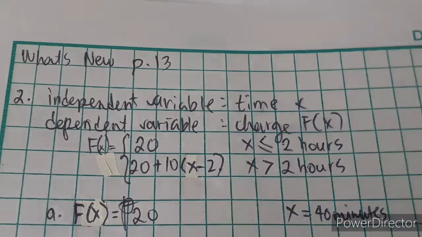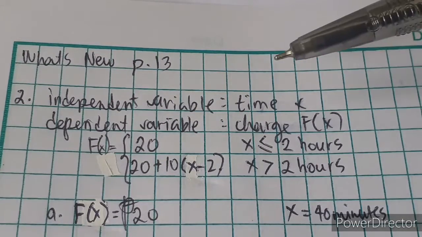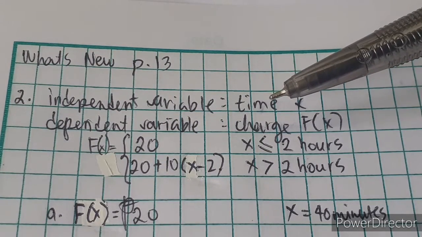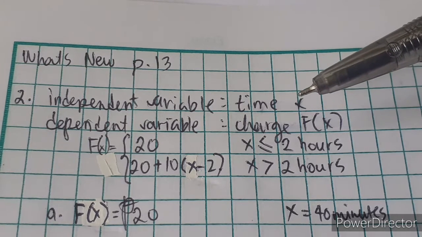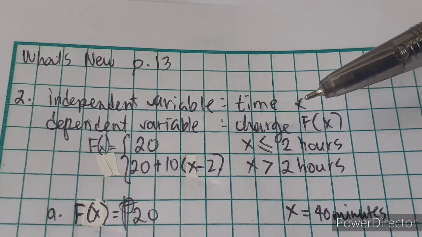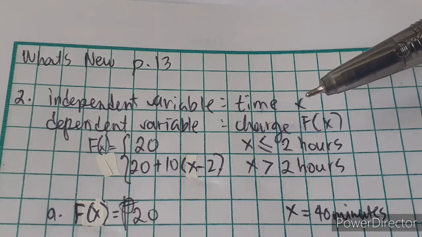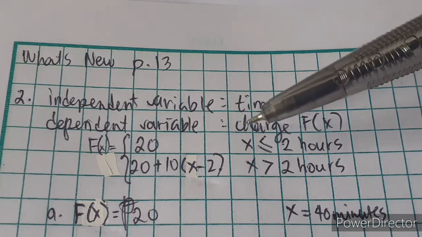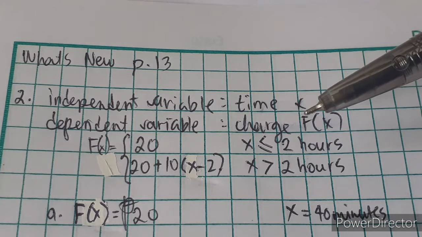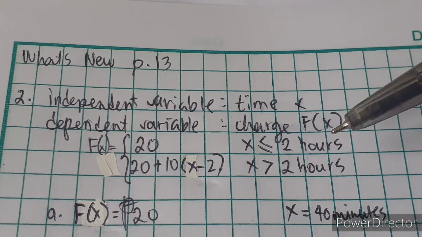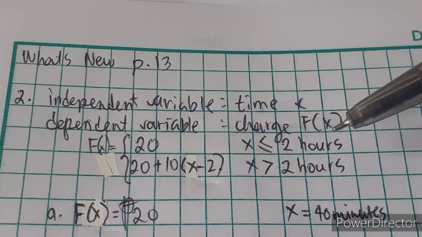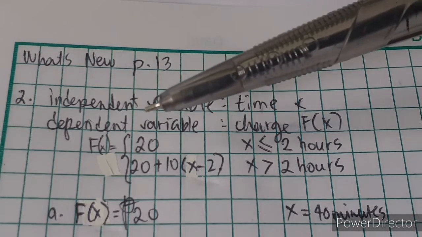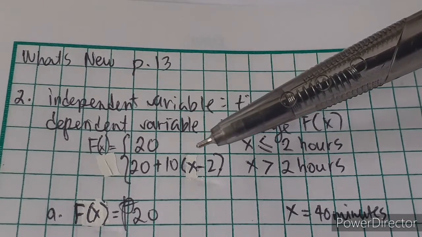So when you go to a computer shop, of course, the independent variable there is the time that you used their computers, and we assign this as x. You can choose other letters if you like. If you like y, if you like t, it's okay. And the dependent variable, of course, is the charge. So that is f of x. You can also choose other letters aside from f. Okay? So our function here has two pieces.